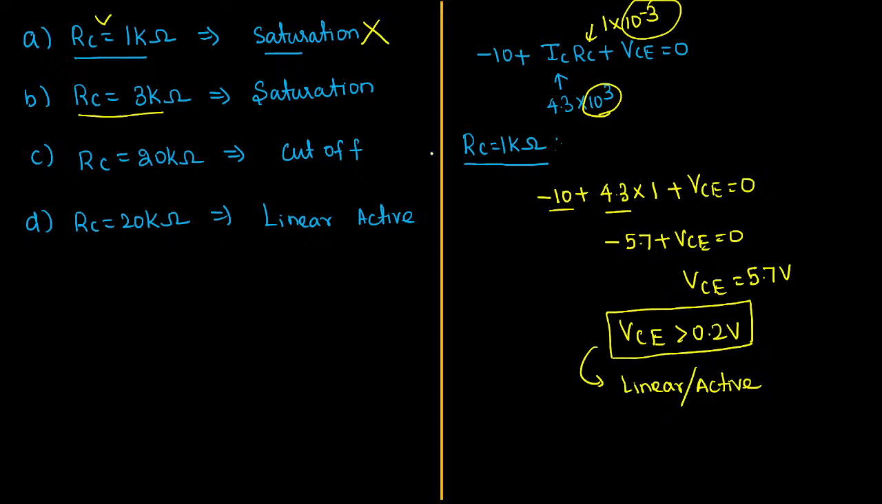So this is minus 10 plus IC RC plus VC, right? Minus 10 voltage plus the value of IC, 4.3 milliampere. What are we going to do with the value of RC now? We are going to put 3 kilo ohm, kilo means 10 power 3, plus collector to emitter voltage equal to 0. Shall we solve? As usual, 10 power minus 3 and 10 power plus 3 will give you 1 undoubtedly.